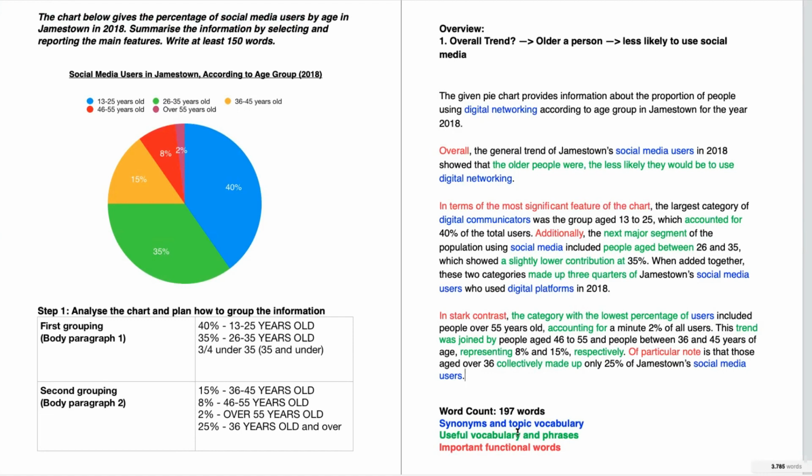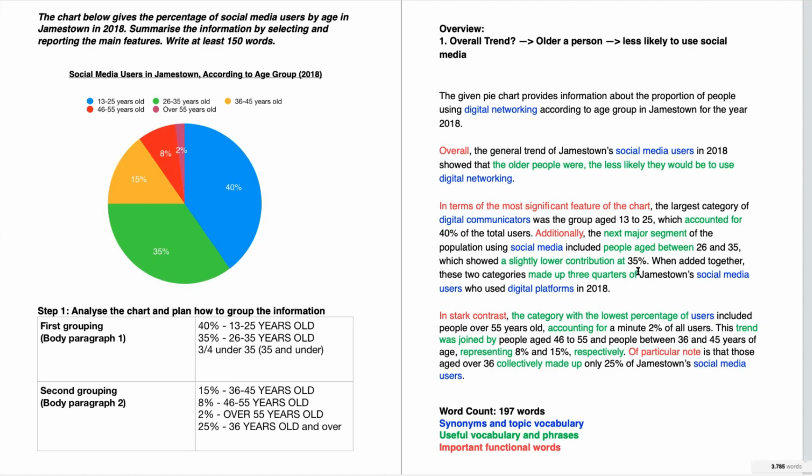Now, looking at our useful vocabulary and phrases, this also includes some tricky grammar like we saw here and talked about using the conditional. So keep that in mind. Then with graphs, you could say accounted for when you're talking about percentages. So accounted for 40%. Now with pie charts specifically, you could say major segment. These are great words to use. And here we have people aged between. Now you want to use this between, and we had our lovely groupings here. So using this between and then two numbers is really helpful in this case. We also have a slightly lower contribution, and that is again for percentages.